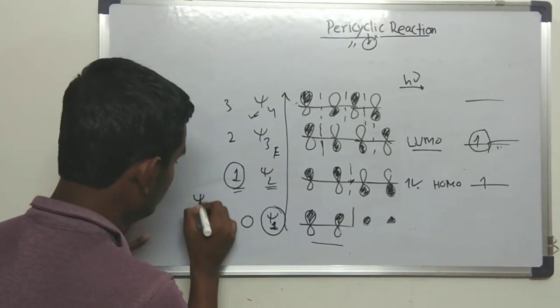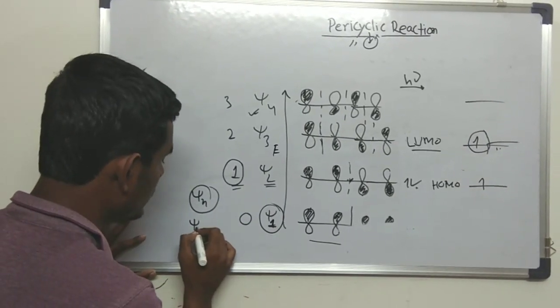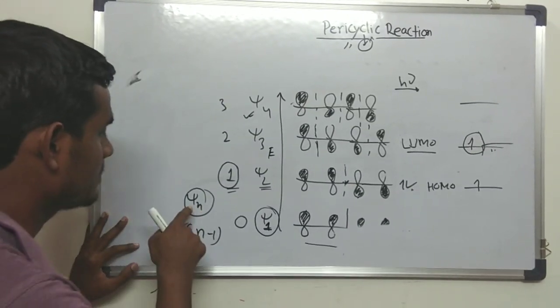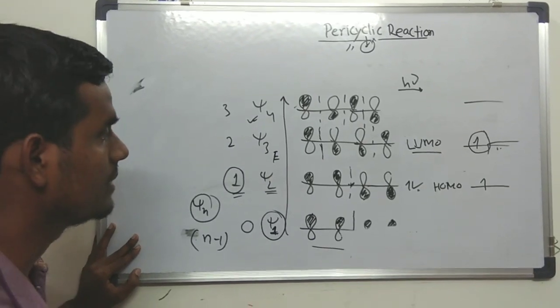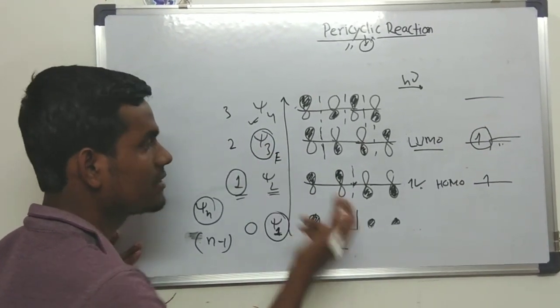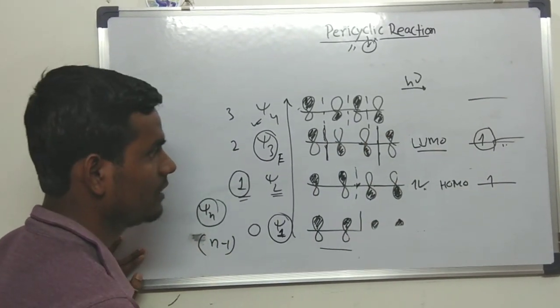If my psi n is a pi molecular orbital, the number of nodal planes will be n minus 1. What I am saying is, if it is my psi n molecular orbital, there will be n minus 1 nodal planes. Let's see in this example. For example, if I take psi 3, so 3 minus 1, there will be 2 nodal planes, and you can see, yes, there are 2 nodal planes.